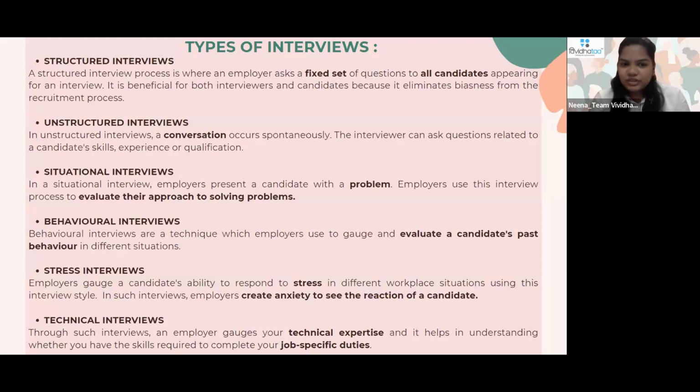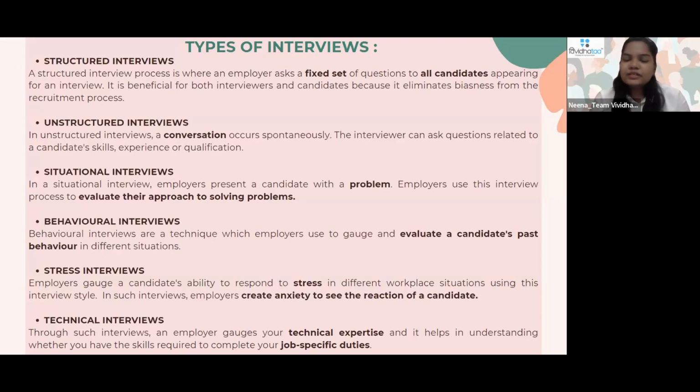Next are situational interviews, where employers give you a problem and they will check your approach to the particular problem, and how fast you are. Do you have problem-solving skills or not? The fourth point is the behavioral interview, where they gauge and evaluate a candidate's past behavior in different situations. How well are you able to apply your past experience to this related problem?